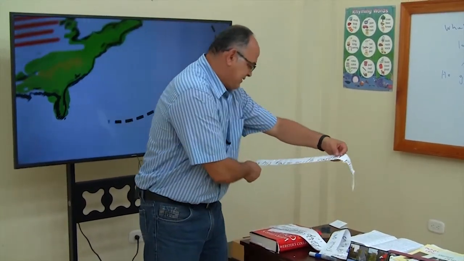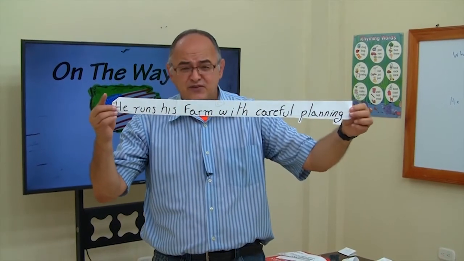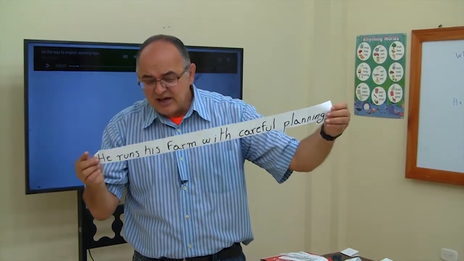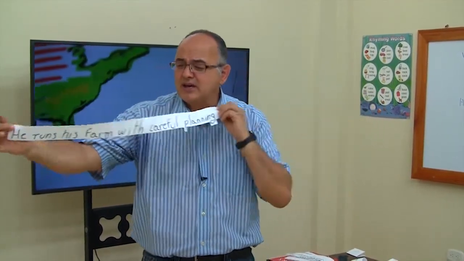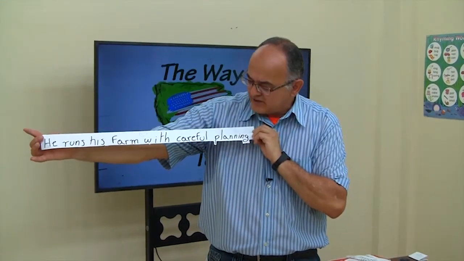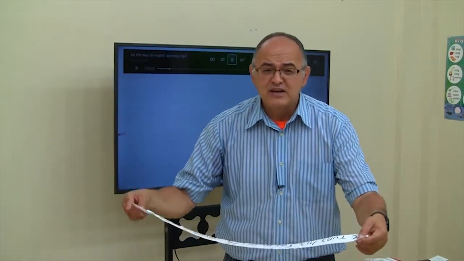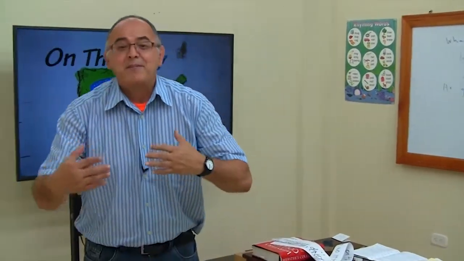Also, he runs his farm because poor MacDonald is very careful. So he runs his farm with careful planning. He's a very careful man. He has to be thinking about what he's going to do with his farm. But poor MacDonald, as you see, he runs his farm with careful planning. When you say runs, in Spanish we say maneja. Maneja su finca, right? Administra su finca. It's the way we say in English, right? It's not that he's running. No, he's not running. No, maneja, administra su finca. In English we say he runs his farm.